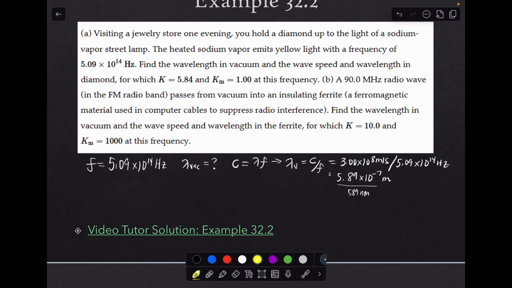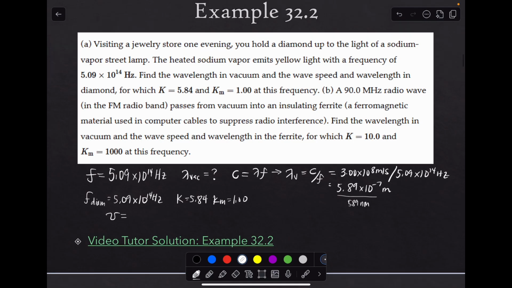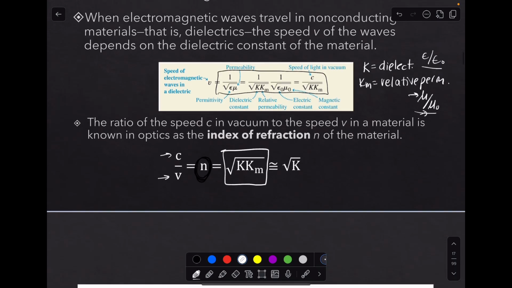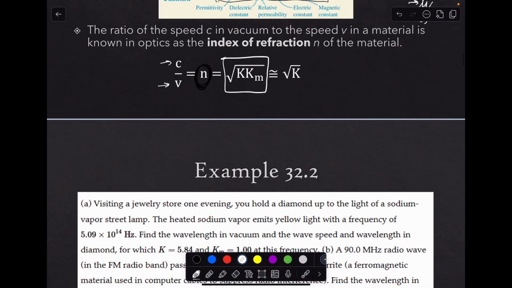All right. What is the wave speed and the wavelength in diamond? So the frequency stays the same. The frequency is a property that doesn't change just because it's in a new material. So the frequency in diamond is still going to be 5.09 times 10 to the 14 hertz. But now we want to know how fast it's traveling in diamond, given that the permeability and dielectric constant are this. So the speed then is going to be, we'll go back up here, C over square root of KK.